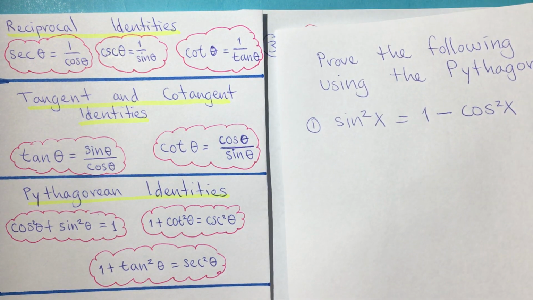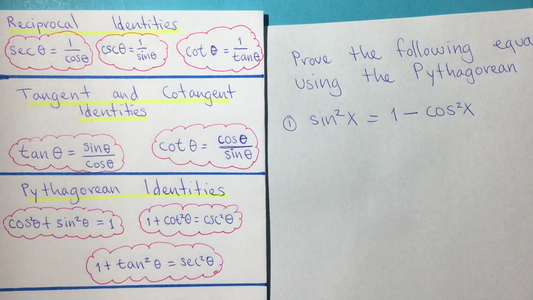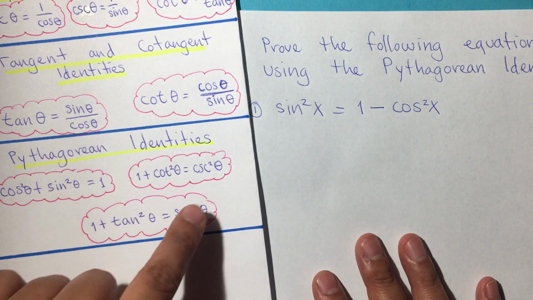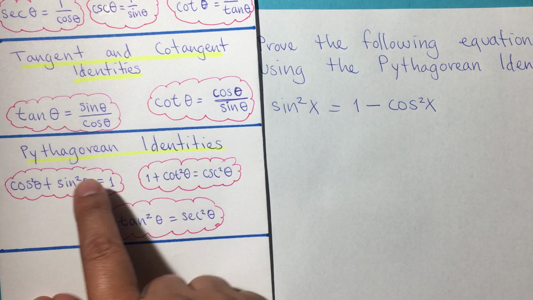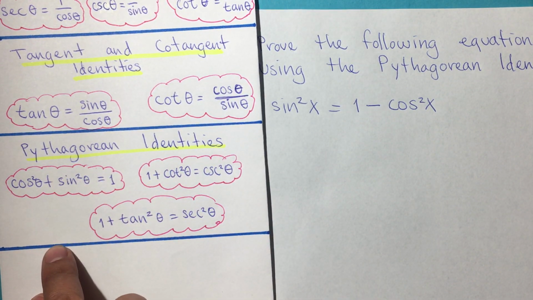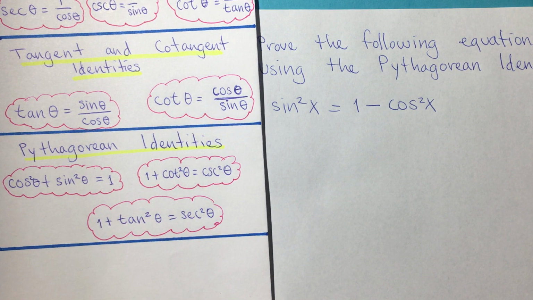Okay, and I'm going to give you more examples now with the Pythagorean identities, which is this right here. This is the main one. The other ones come or derive from that. And you have 4 other ones that derive from these ones themselves.